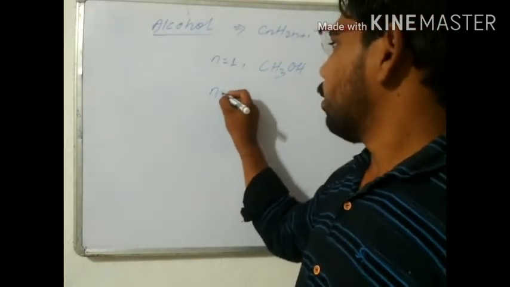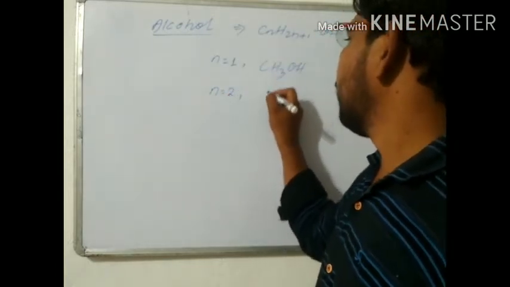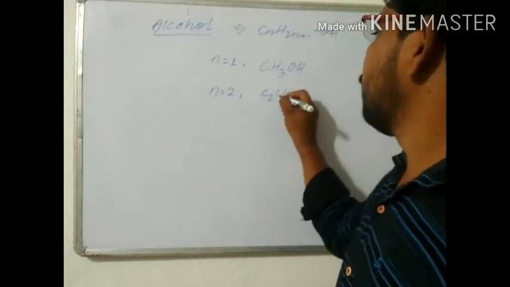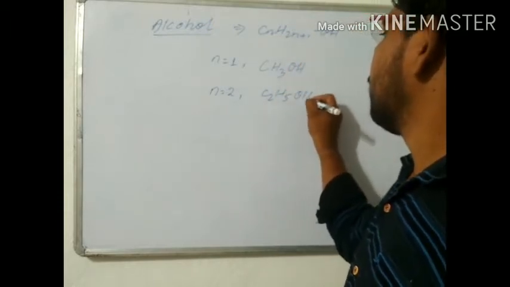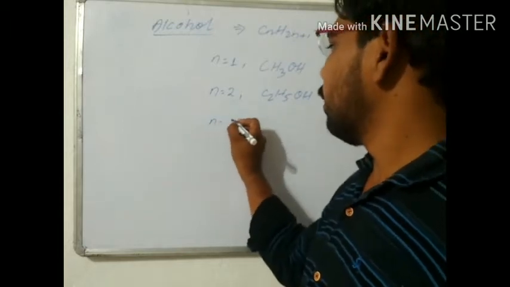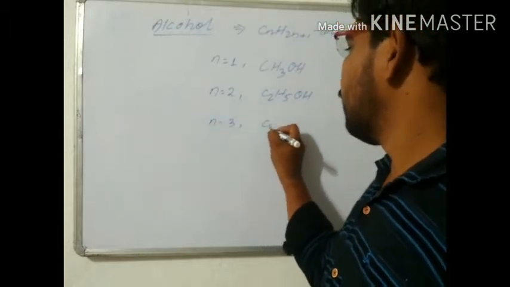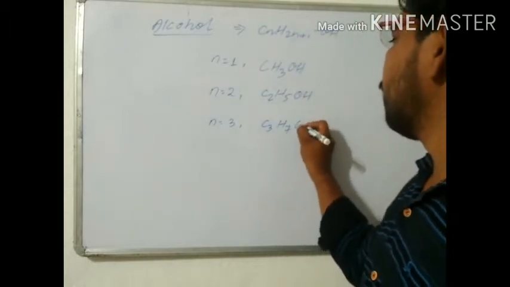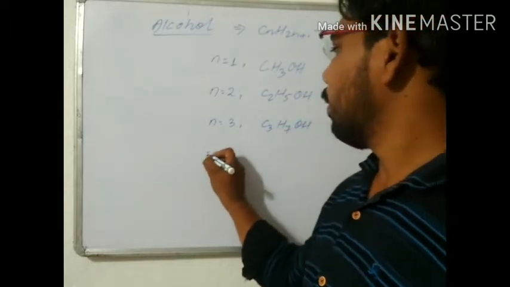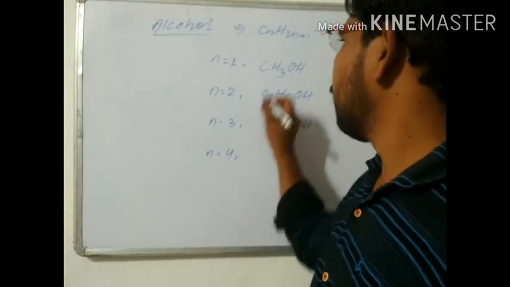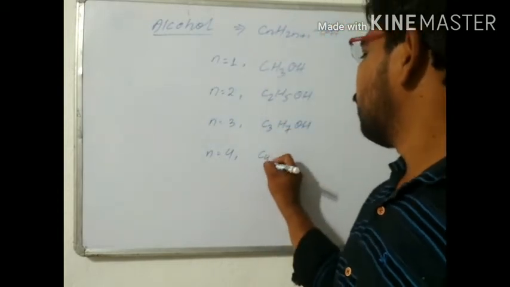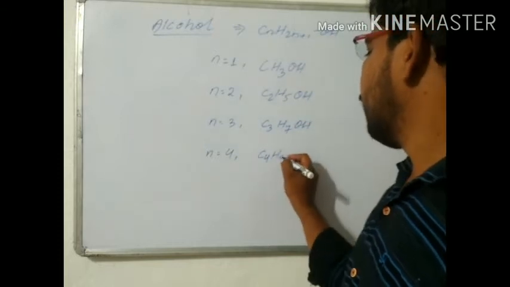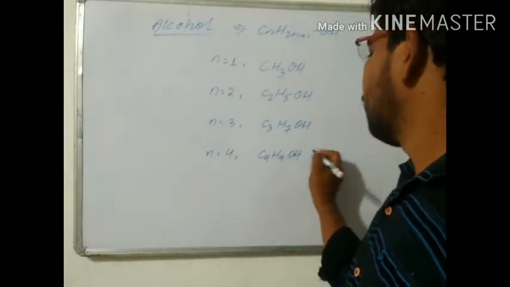When n is equal to 2, we get C2 and H is 2 into 2, 4, plus 1, 5: C2H5OH. When n is equal to 3, we get C3, H is 3 into 2, 6, plus 1, 7: C3H7OH. When we use n equal to 4, then we get C4, H is 4 into 2, 8, plus 1, 9: C4H9OH.